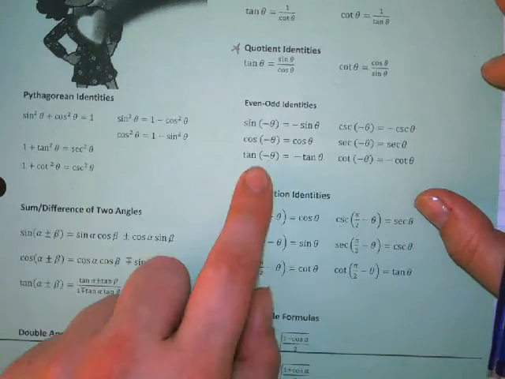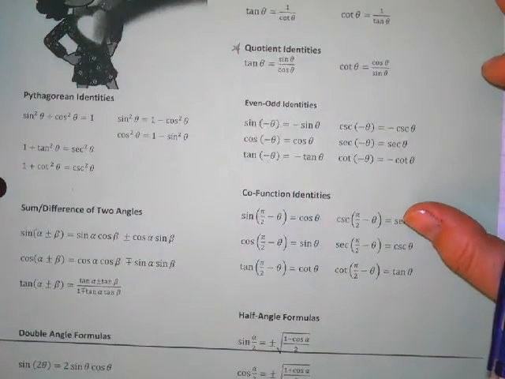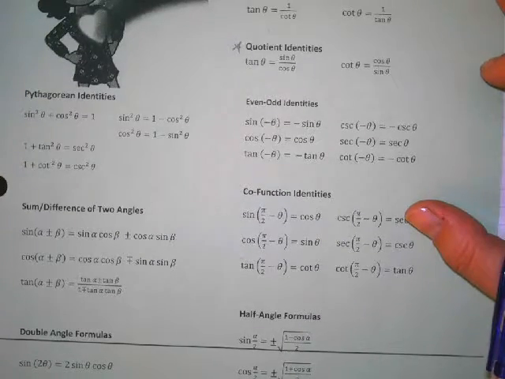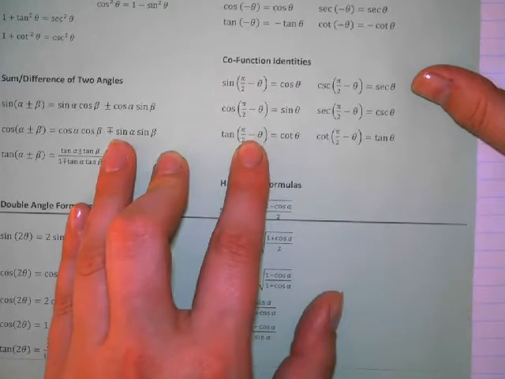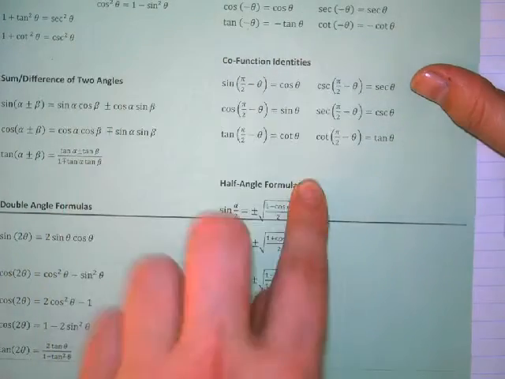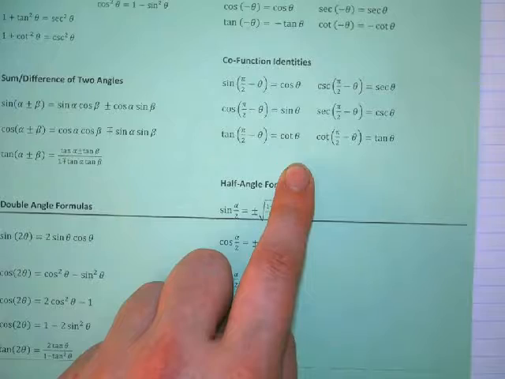So technically you'd have to memorize these, but they don't get used very often, so you don't really have to memorize them. Same thing with the cofunction identities. I put them on here because when you look up trig identities, you'll see them, but we don't necessarily use them a lot.